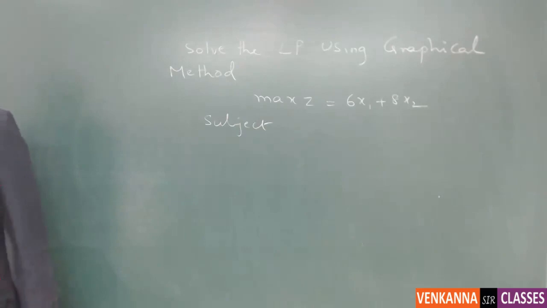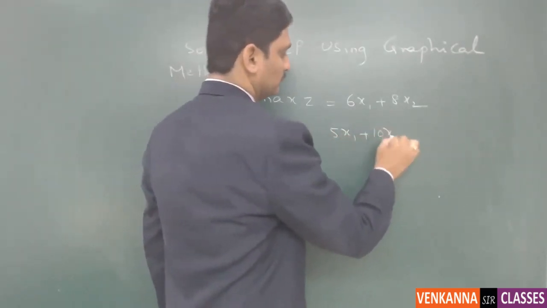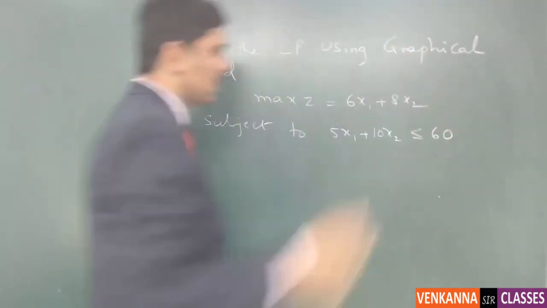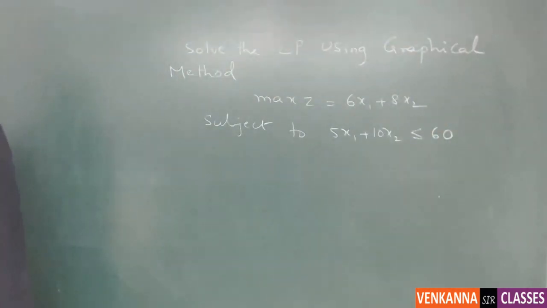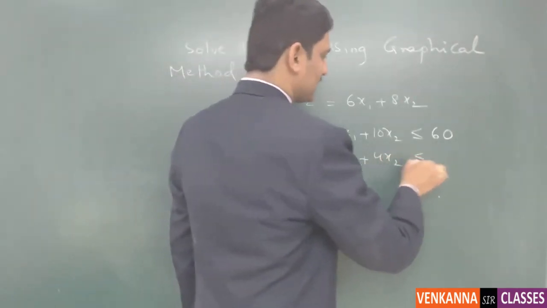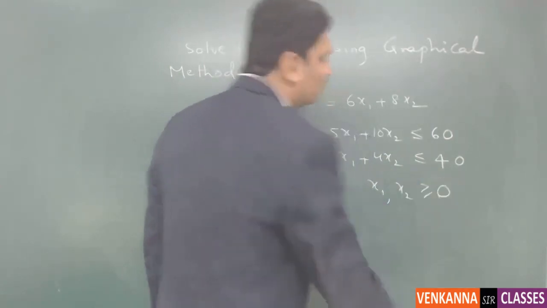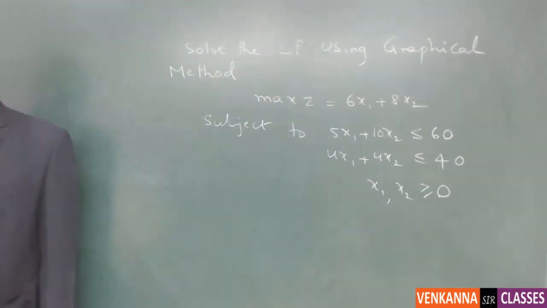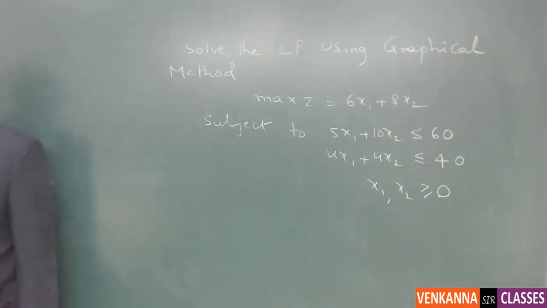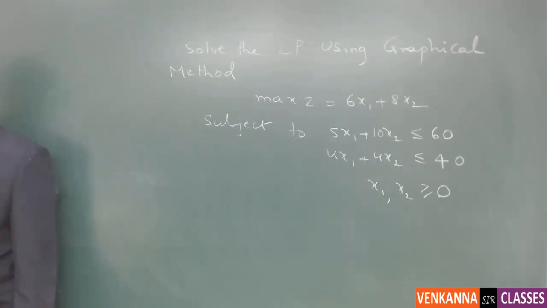Subject to the conditions 5x1 plus 10x2 is less than or equal to 60 and 4x1 plus 4x2 is less than or equal to 40, where x1, x2 are greater than or equal to 0. So please note down the problem. This is our first problem of the discussion, which we have formulated, and we are going to find its solution.